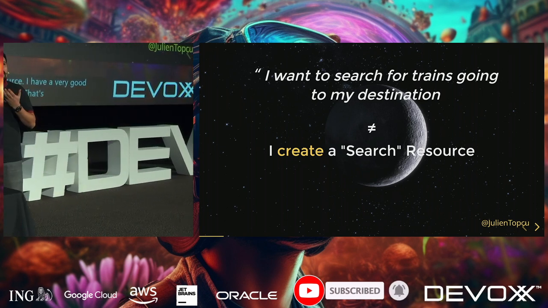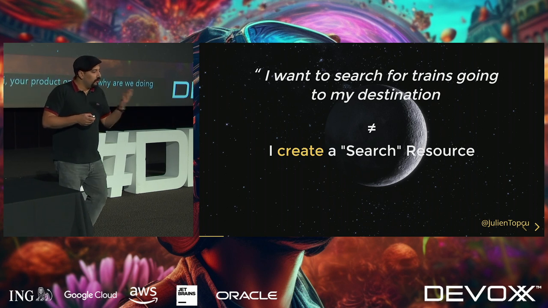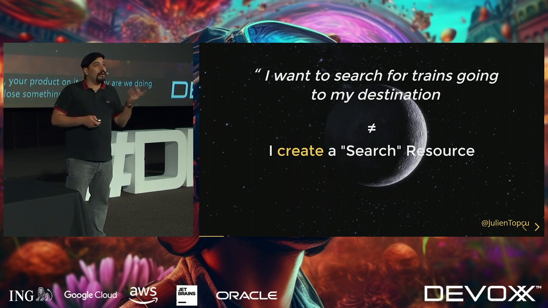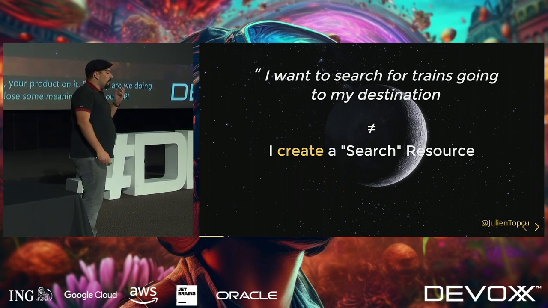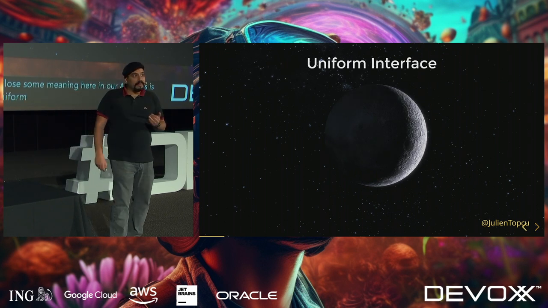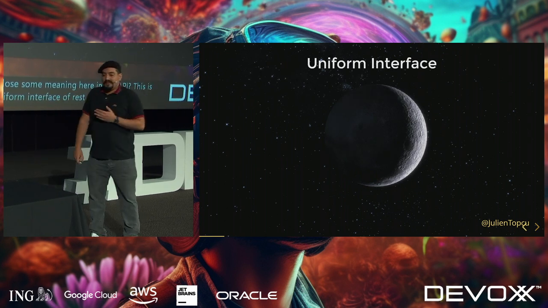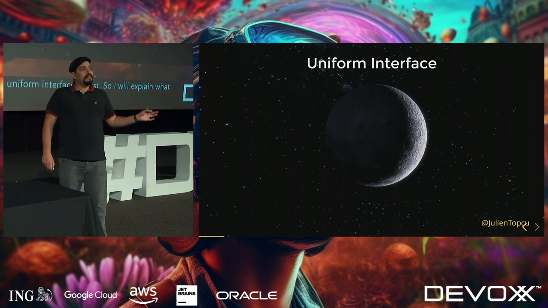But why are we doing that? Why do we lose some meaning here in our API? This is because of the uniform interface of REST. So I will explain what it is. This is one of the pillars of REST.